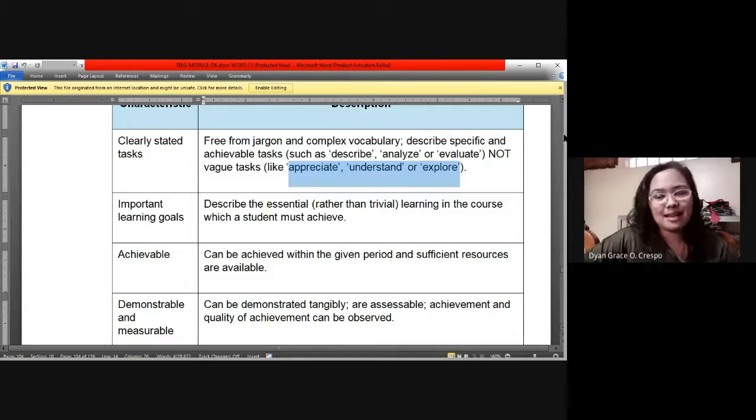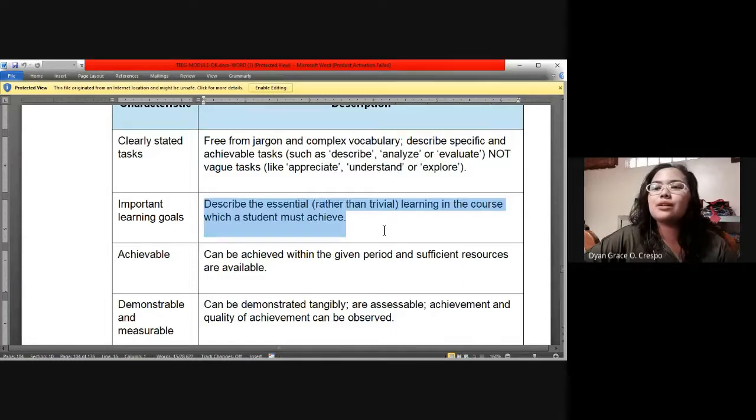Next, important learning goals. Describe the essential rather than trivial learning goals. Kailangan direct to the point. Okay? So, ano ba yung essential na hindi yung parang paisip. Hindi. Kailangan alam na agad yung mga goals ng bata.